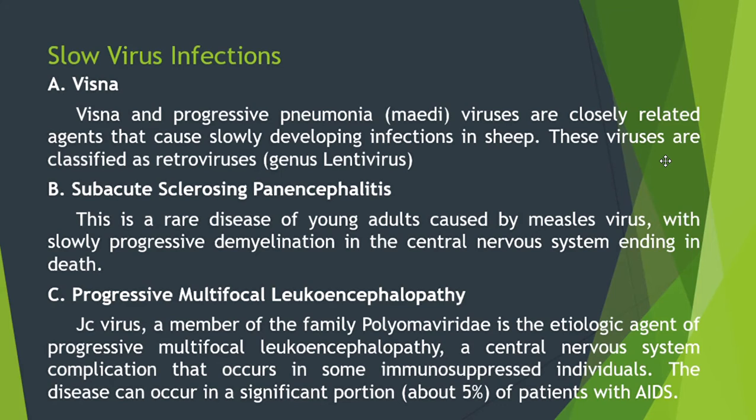Next is subacute sclerosing panencephalitis. This is a rare disease of young adults caused by measles virus, with slowly progressive demyelination in the central nervous system ending in death.